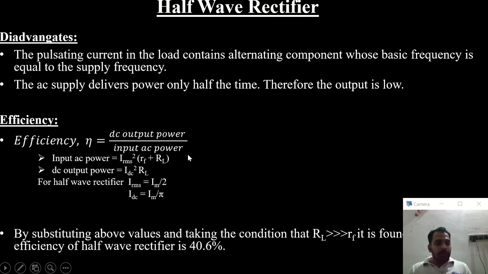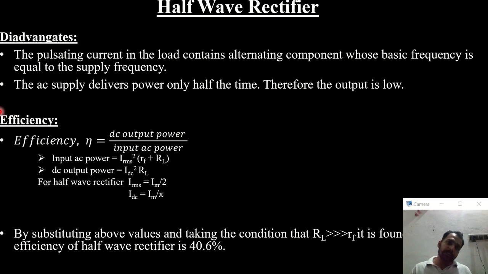Now let's see what are the disadvantages of a half wave rectifier. We have seen that the pulsating current in the load contains an alternating component whose basic frequency is equal to the supply frequency. Supply means the input frequency. The output and input have the same frequency. And another thing is that the AC supply delivers power only half the time, therefore the output is low. During the other half, that is during the negative half cycle, no power is delivered, so the output power is low.